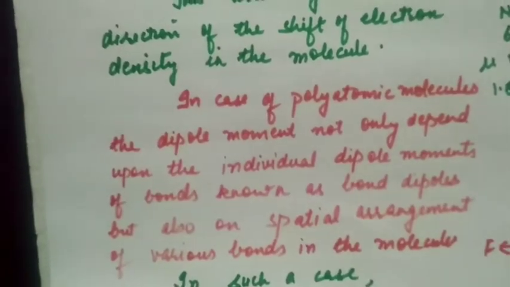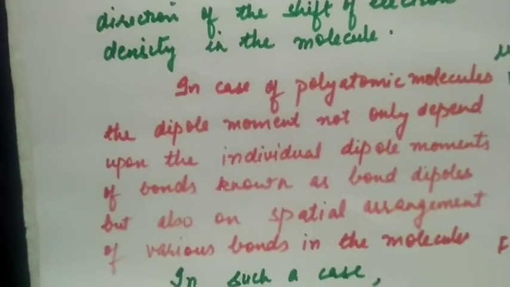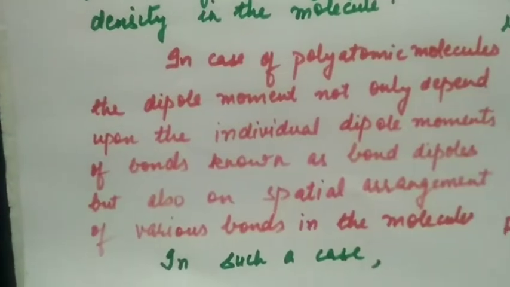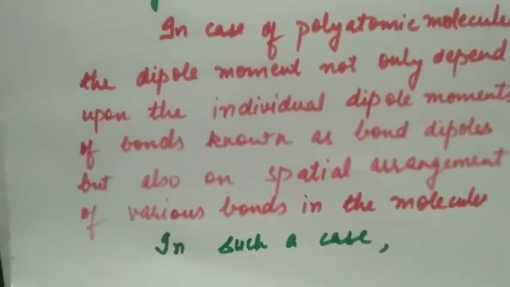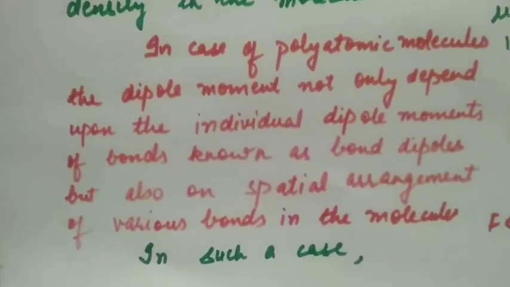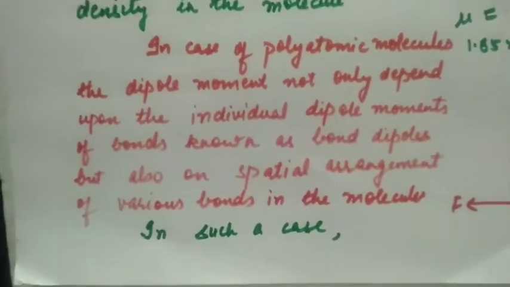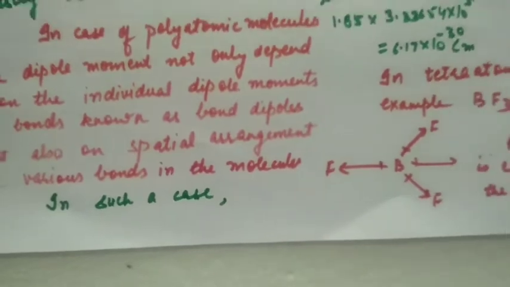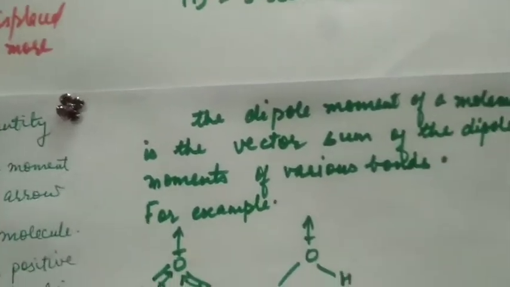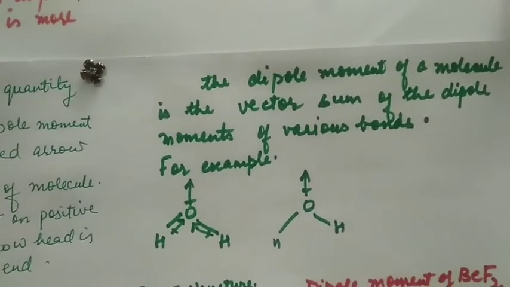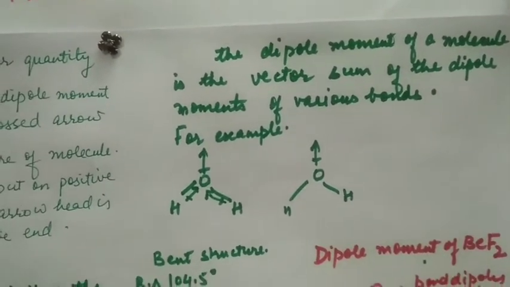In case of polyatomic molecules, the dipole moment not only depends upon the individual dipole moments of bonds, known as bond dipoles, but also on the spatial arrangement of various bonds in the molecule. In such a case, the dipole moment of the molecule is the vector sum of the dipole moments of the various bonds.